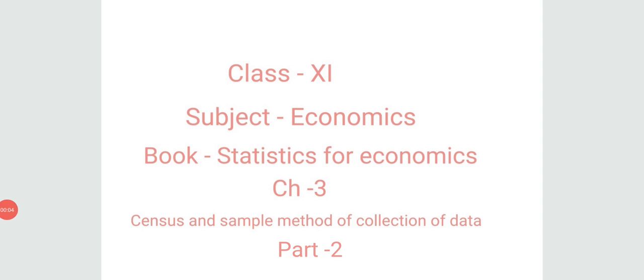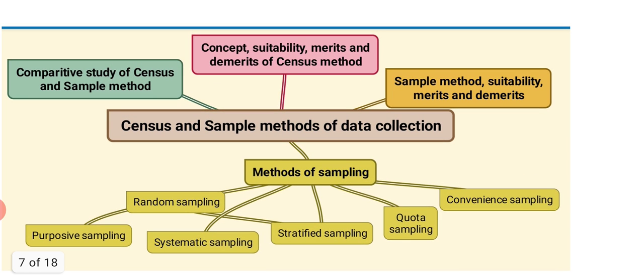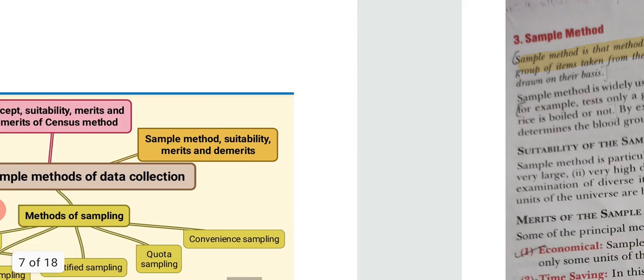Today we will start with the second part of chapter number 3 of Statistics for Economics, that is census and sample methods of collection of data. Look at this mind map. Already we have done concept, suitability, merits and demerits of census method. Today we will start with the concept, suitability, merits and demerits of sample method.